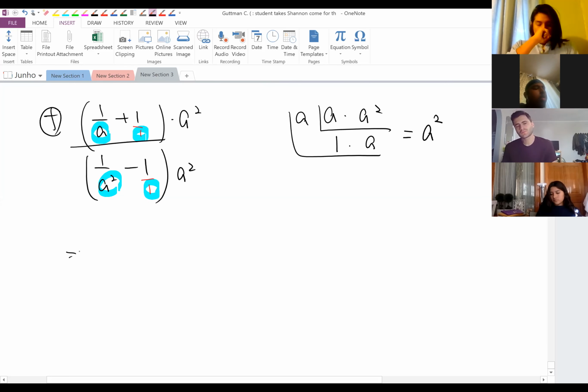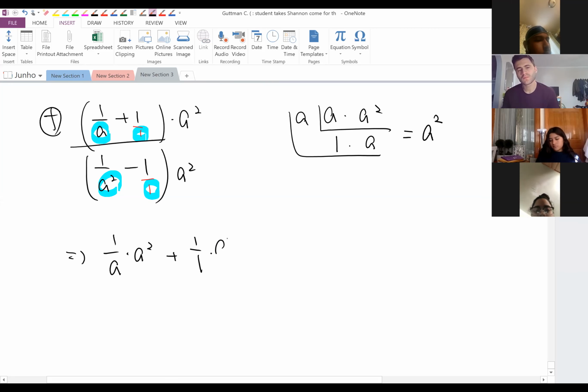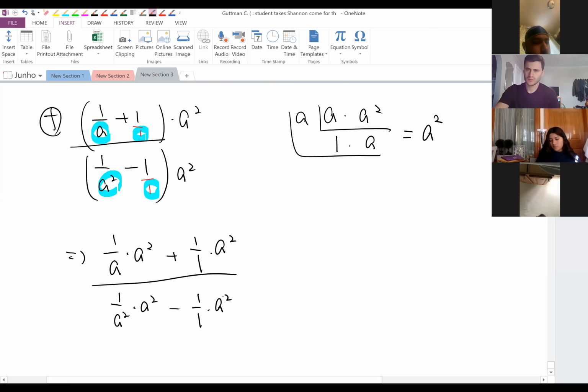Then this becomes 1 over a times a squared plus 1 over 1 times a squared, over 1 over a squared times a squared minus 1 over 1 times a squared. Okay. So start simplifying. Then this is gone, so it becomes a. So you understand why I got 1 over a times a squared becomes a, right? So now a plus this becomes a squared over, this is gone, 1 minus a squared. Okay.